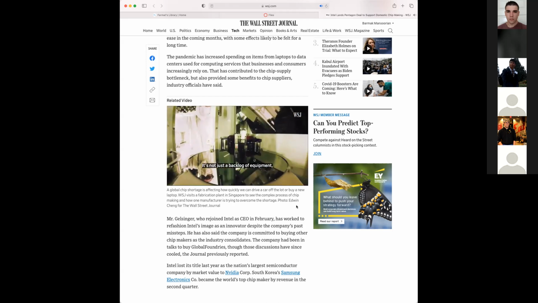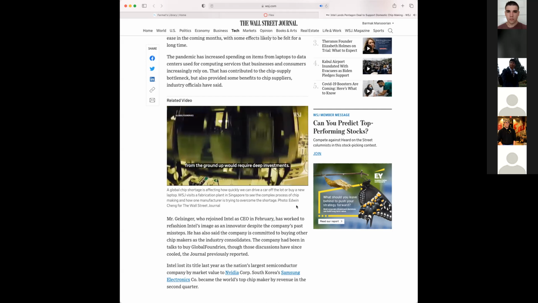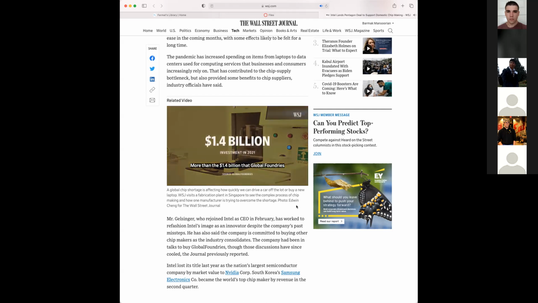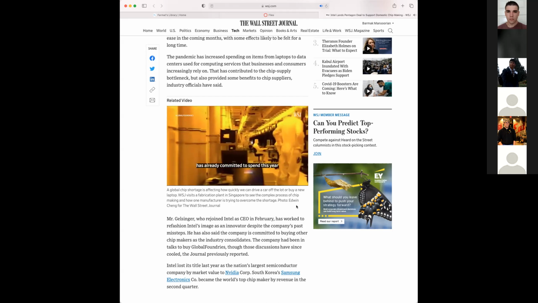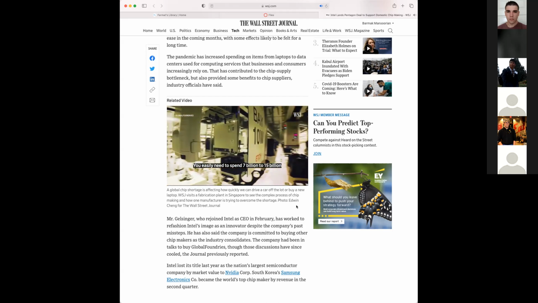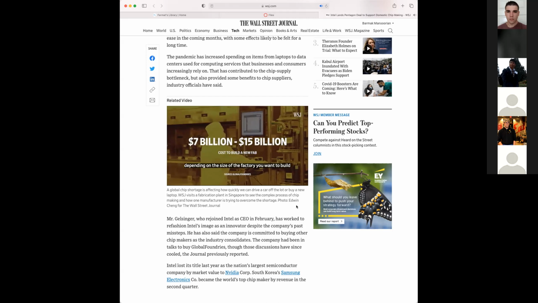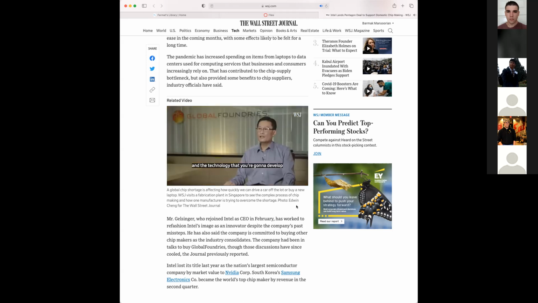It's not just a backlog of equipment, but Tan says expanding or building a fab from the ground up would require deep investments, more than the $1.4 billion that GlobalFoundries has already committed to spend this year on expanding its 3 fabs around the world. You easily need to spend 7 billion to 15 billion, depending on the size of the factory you want to build, and the technology that you're going to develop.